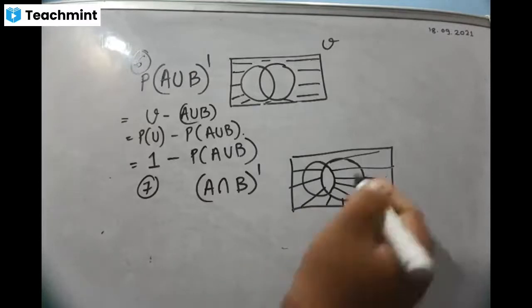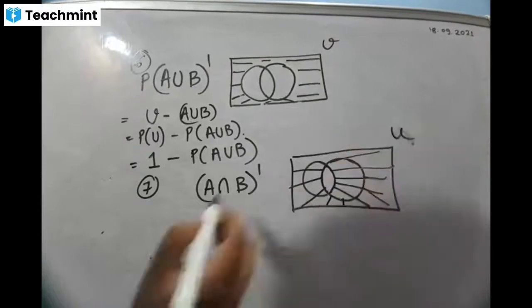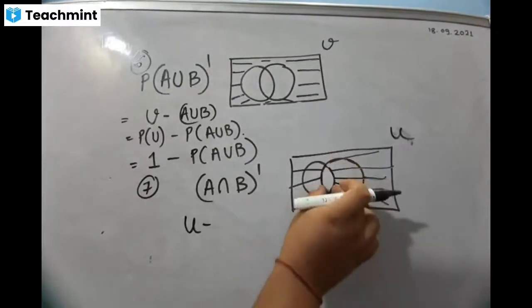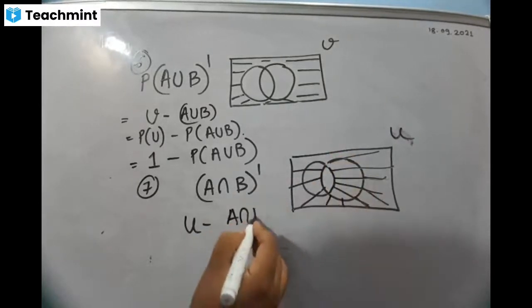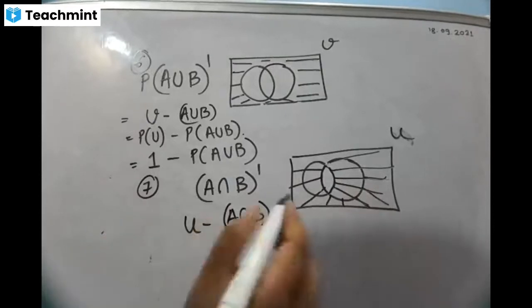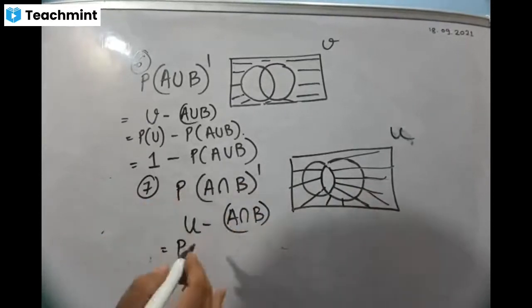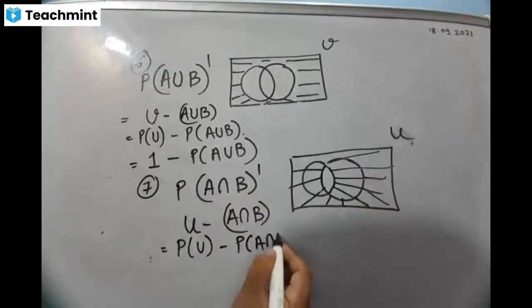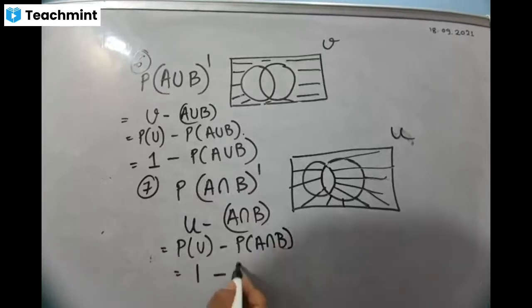Again, if you have to write A intersection B complement, then how will you write this? From the universal set, you just have to exclude this part, isn't it? And what is this? This is the common region, so A intersection B. So if I apply probability on both sides, what do I get? Probability of A intersection B complement is going to be probability of U minus probability of A intersection B, and probability of the universal set is 1, so 1 minus probability of A intersection B.